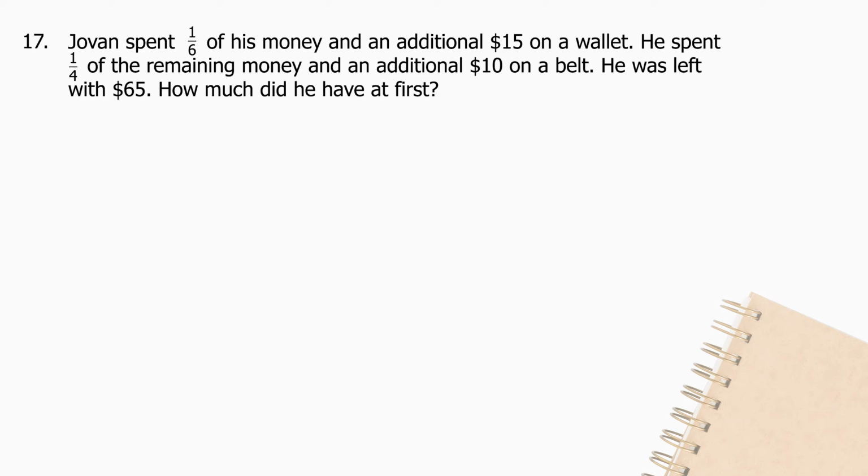Question 17. Jovan spent 1/6 of his money, and an additional $15 on a wallet. He spent 1/4 of the remaining money, and an additional $10 on a belt. He was left with $65. How much did he have at first?